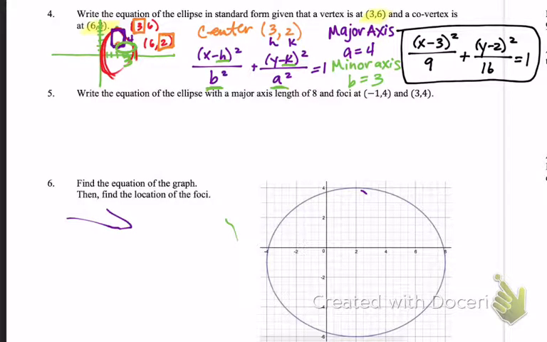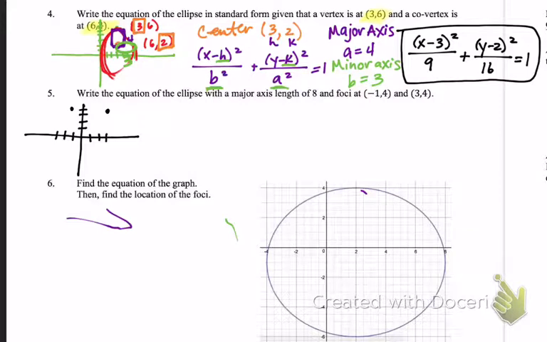Number 5, write the equation of the ellipse with a major axis length of 8 and foci at negative 1, 4 and 3, 4. The way that I like to do this, I still like to draw a picture. So I'm going to draw, I have foci at negative 1, 4 and at 3, 4. So here are my foci.